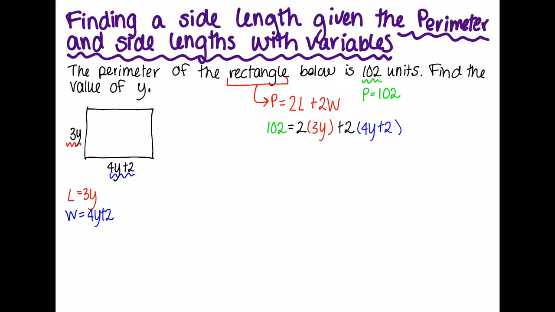It's really important when you're doing these problems that you put parentheses here, because if you don't put parentheses, you're going to get it wrong. You want to be multiplying 4y and 2 by this 2 right here. From here, all you have to do is distribute, solve for y. So I have 102 is equal to 2 times 3y is 6y, plus, let's distribute, 2 times 4y is 8y, plus 4. Combine like terms. 102 is equal to 6y plus 8y is 14y, plus 4.